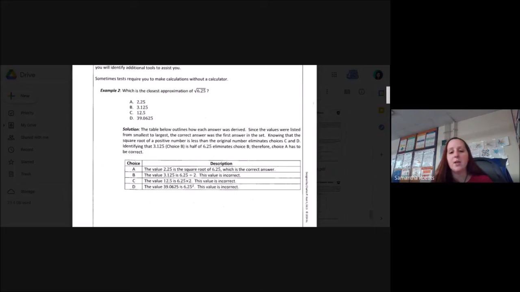So for example, the value 2.25 is actually the square root of 6.25. B, the value 3.125 is 6.25 divided by 2, which is incorrect. 12.5 is 6.25 times 2. And 39.0625 is 6.25 squared.